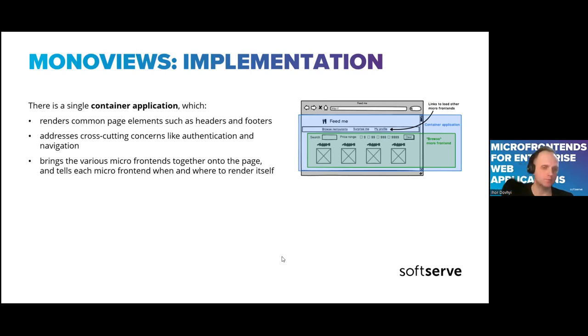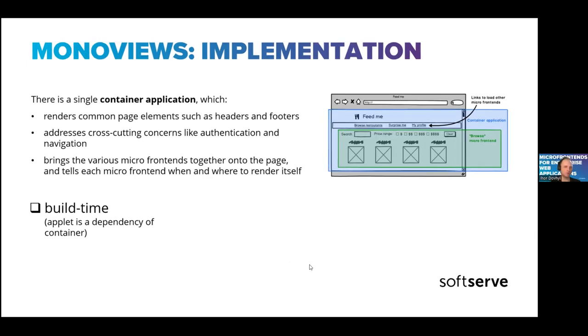How can it be done? A really direct way is what can be called build time integration, so that each container merges all the related microfrontends. Each applet is a dependency of a container. Usually each applet is treated as some kind of library. It's the most simple to implement, but it's the most restricting one, because each time any of your microfrontends changes, you'll have to rebuild the whole application.